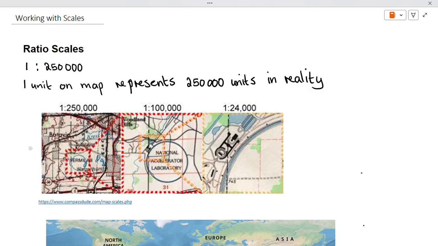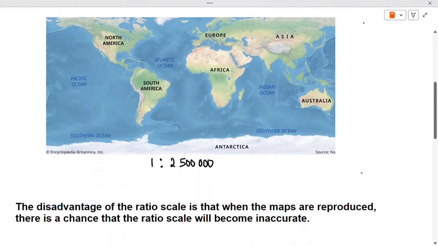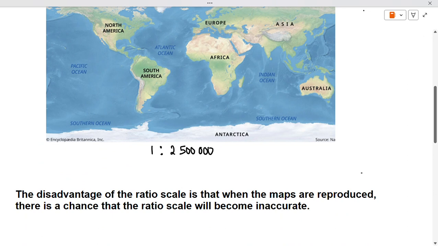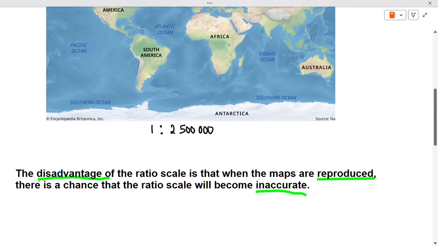Now if we look at this particular diagram, you will see that the disadvantage of the ratio scale is that the maps are reproduced, and there's a chance that the ratio scale will become inaccurate if the maps are reproduced. Now let's go and look at the bar scale.